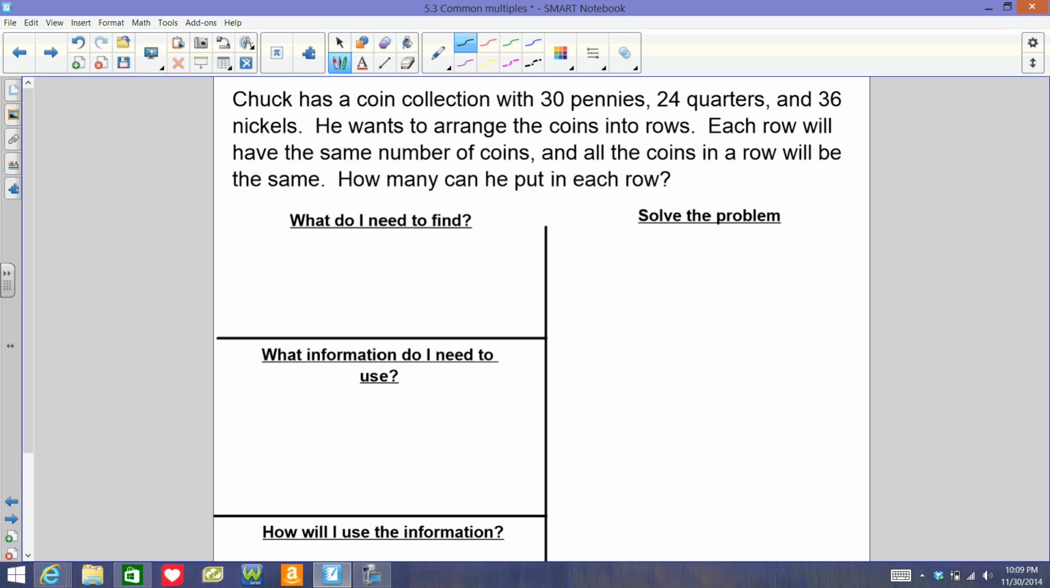Okay, so what do I need to find? First thing I need to find is how many he can put in each row.